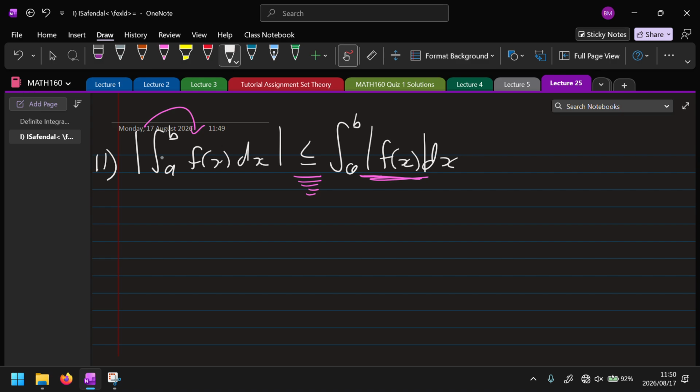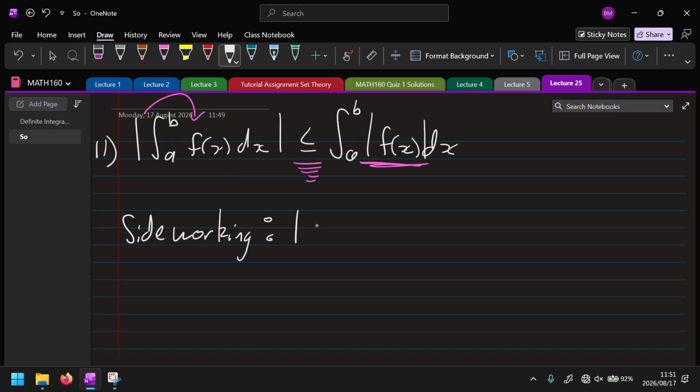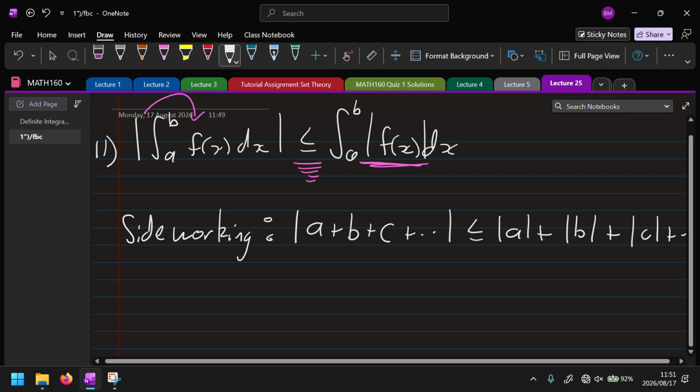So remember that this integral is secretly a sum, right? The integral from a to b was the limit of a Riemann sum. So let's do a little bit of side working here. Since you don't know the triangle inequality, we'll do some extra working. If we have the absolute value of a plus b plus c plus whatever, the triangle inequality says that this is less than or equal to the absolute value of a plus the absolute value of b plus the absolute value of c, and so on.